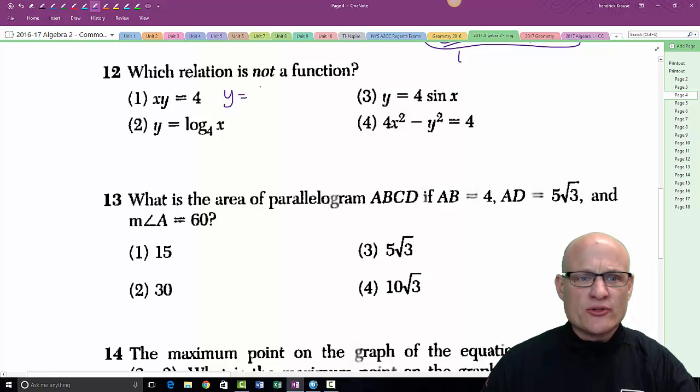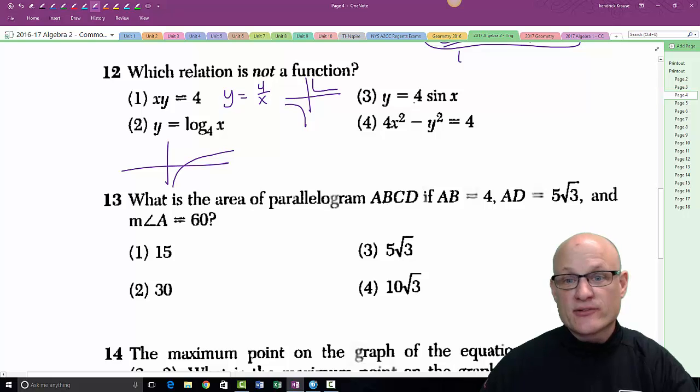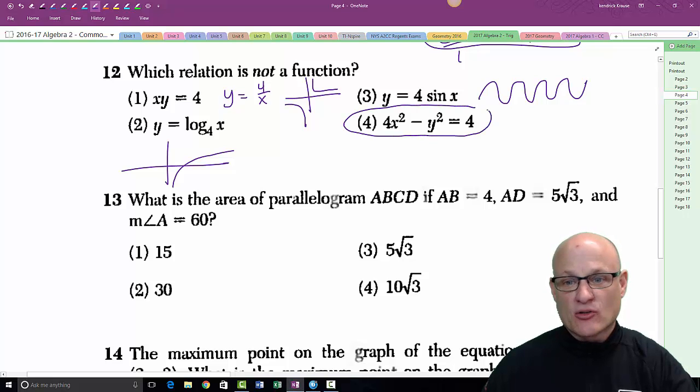This is y equals 4 over x. If you graph that on a calculator, it would look like this. And that passes the vertical line test, so it's a function. Log base 4. Log function looks like this. Passes the vertical line test. Sine of x. Passes the vertical line test. This is the only one you really have a hard time graphing on your graphing calculator. Yeah, and that is the right answer. If you graph the other 3, but you couldn't graph this one, you'd see that these were all functions.